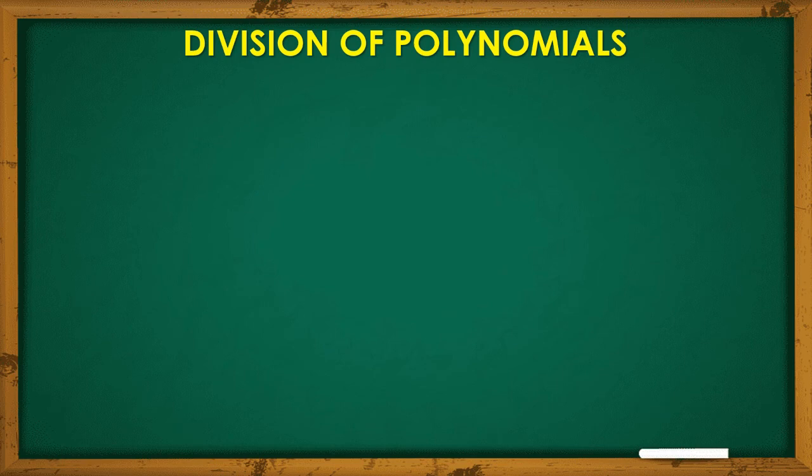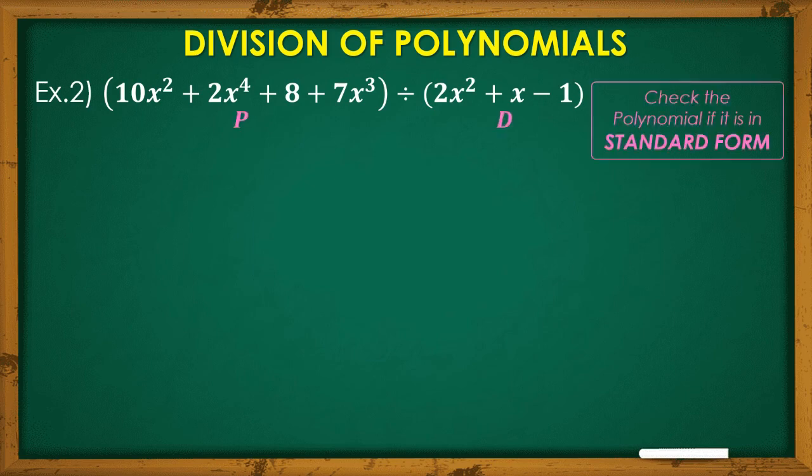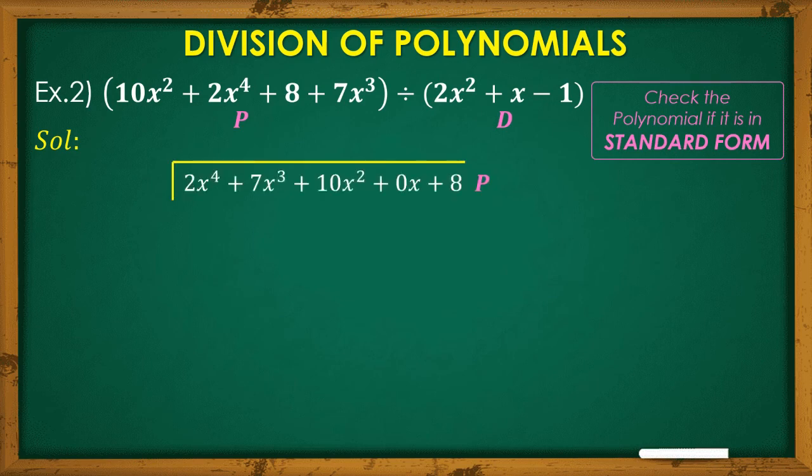Let's try example number 2. 10x squared plus 2x raised to 4 plus 8 plus 7x cubed divided by 2x squared plus x minus 1. Ano nga ulit yung unang gagawin? Correct. Check the polynomial if it is in standard form. Ngayon, sa ating dividend and divisor, alin ang naka-standard form? Yung divisor. Pero yung dividend, hindi. So, for our solution, we need to rearrange them into standard form.